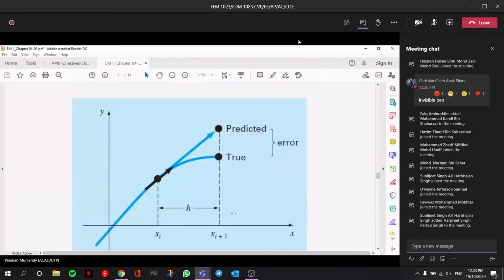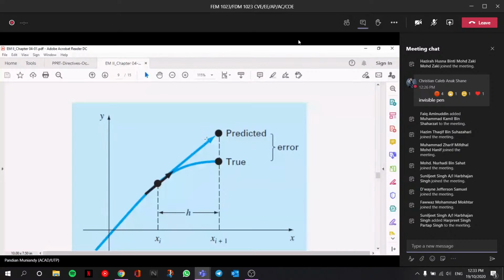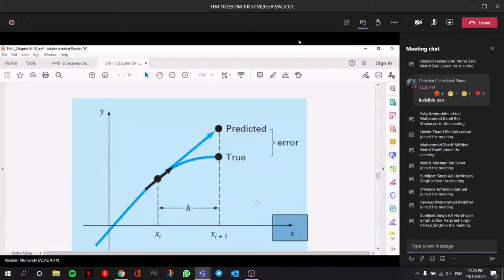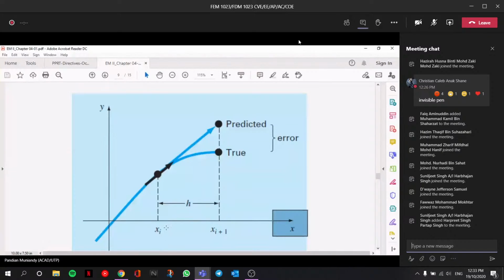Now, this figure on slide number 9, the predicted one and the true. So y is your output and your input is x. x is input, y is output. What is happening here is you have your xi, this is the starting point. If I put i=0, this is x0. If I put i=0, this is x1. So the difference x(i+1) minus xi is h. So this is your h.